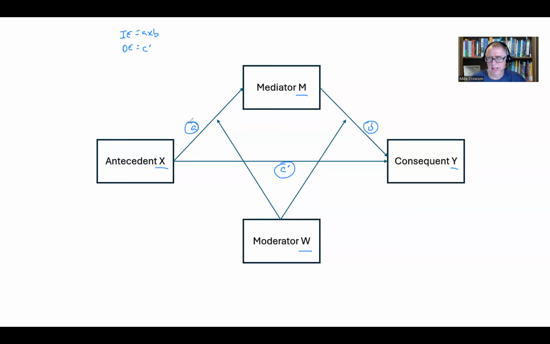So instead of having a single value for path A, there's actually a value for path A at different levels of the moderating variable. The same logic applies to path B: there's not a single estimate for path B, but rather the effect of the mediator on the consequent varies across levels of the moderator. That also means, by extension, that the indirect effect we computed previously is not just a single value, but would vary across levels of the moderator. So there would be a different indirect effect computed per level of the moderating variable.